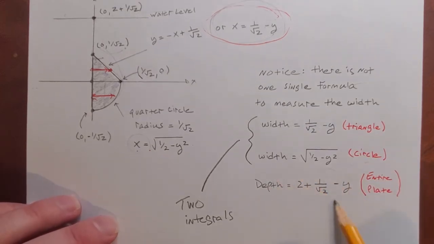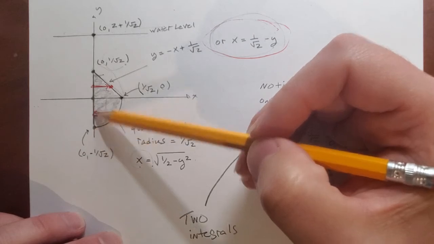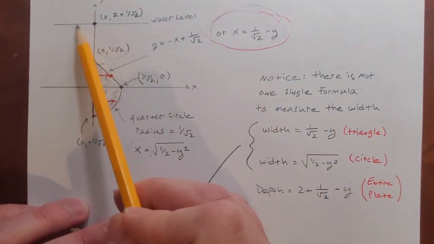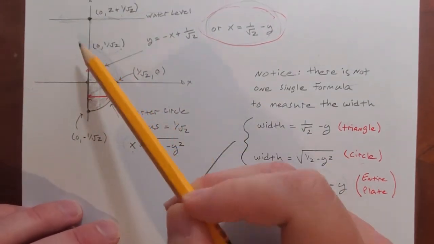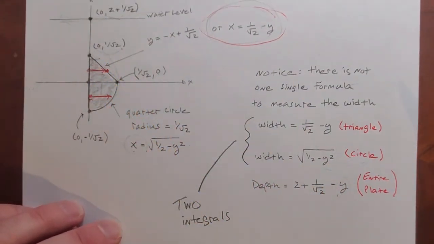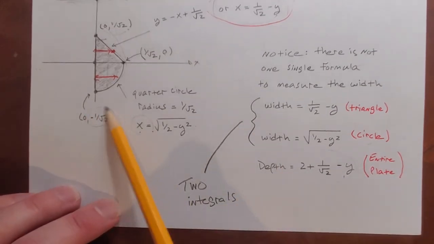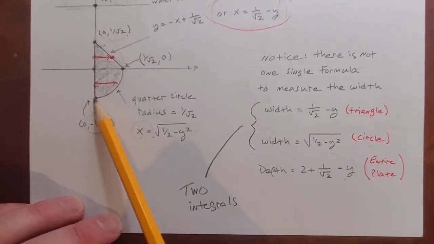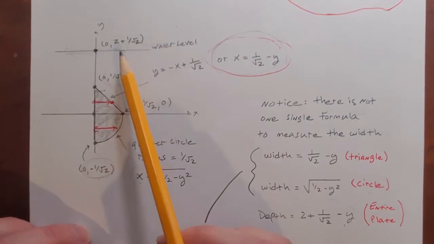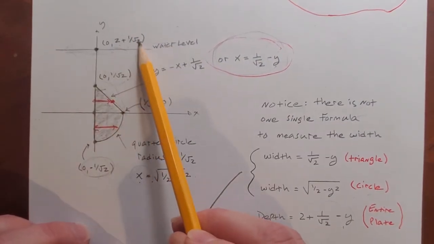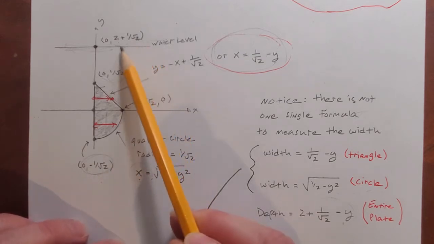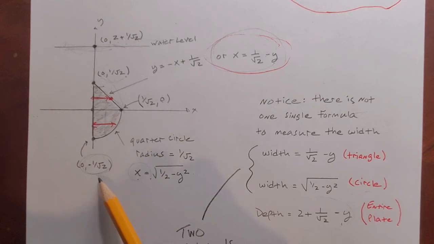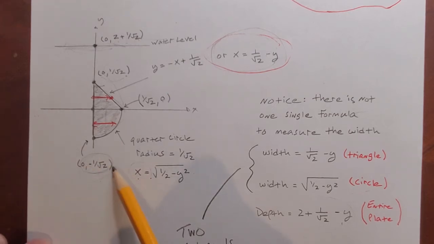Does this give you the depth anywhere along the y-axis? Well, yeah. If you always just take where the water is and you subtract y, then that will give you the depth everywhere. Okay? Like right here, how deep is that bottom part of the circle? It's going to be, well, this is at 2 plus 1 over root 2. You subtract the y-coordinate. So that's going to be 2 plus 1 over root 2 minus negative 1 over root 2. So you're subtracting a negative, you end up adding for these parts.